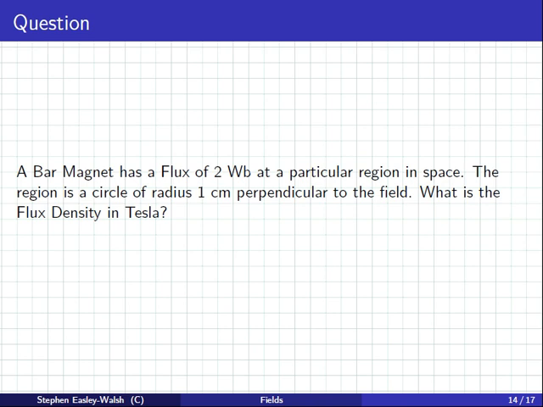So what do we get? How many Tesla here? 6,366. So 6 kilotesla, is it? Yeah. Weber is actually a big unit. It's a very big unit. I think this would be an extremely strong magnet, like industrial strength. Usually it's milliwebers. Okay, continue.